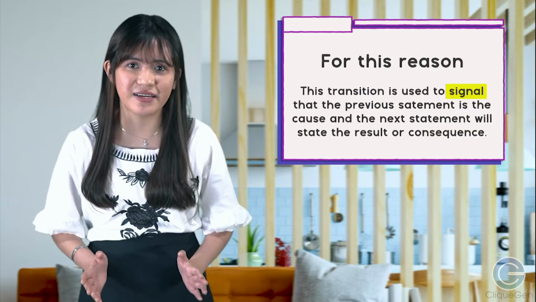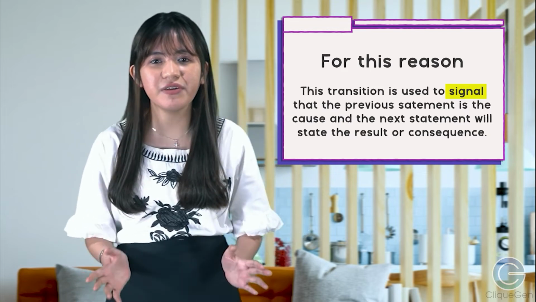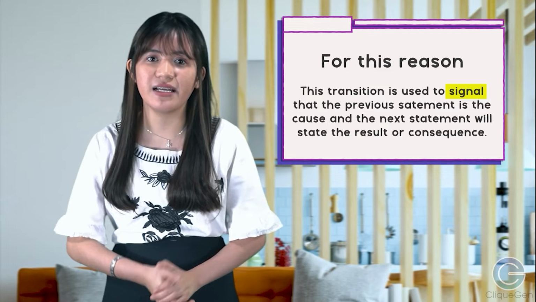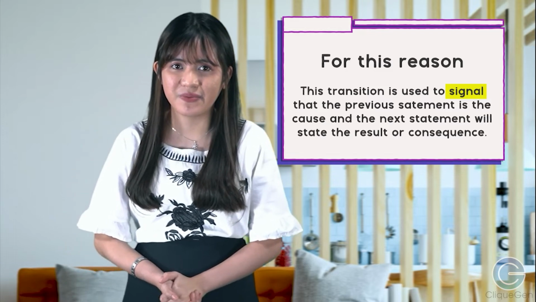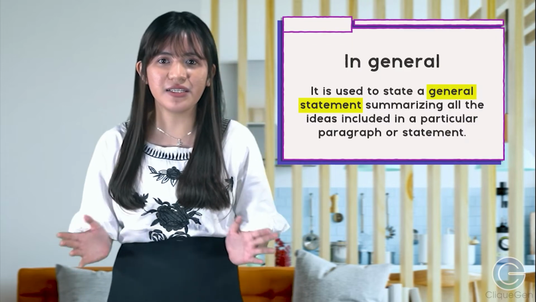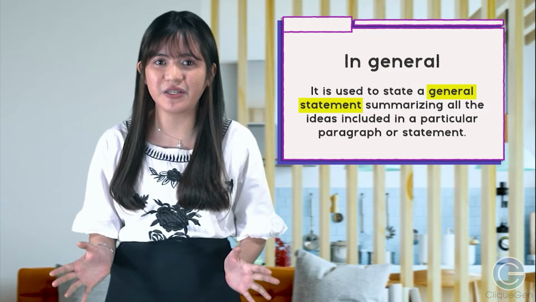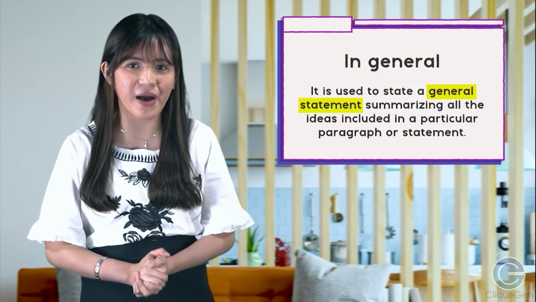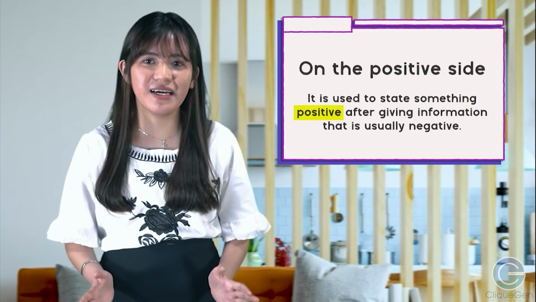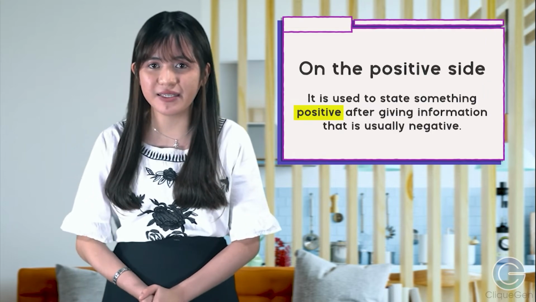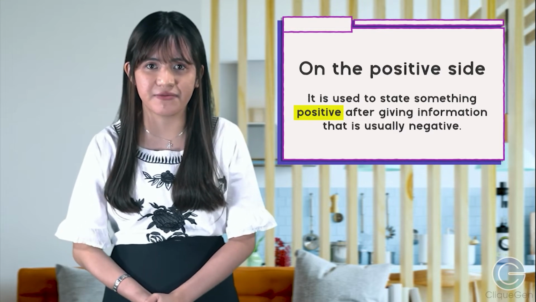For this reason, this transition is used to signal that the previous statement is the cause and the next statement will state the result or consequence. In general, it is used to state a general statement summarizing all the ideas included in that particular paragraph or statement. On the positive side, it is used to state something positive after giving information that is usually negative.